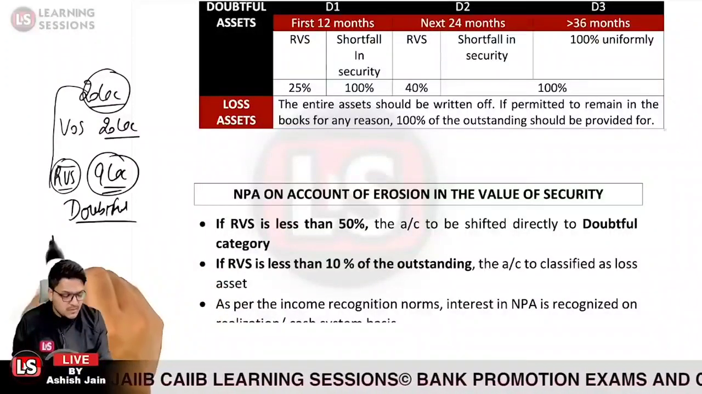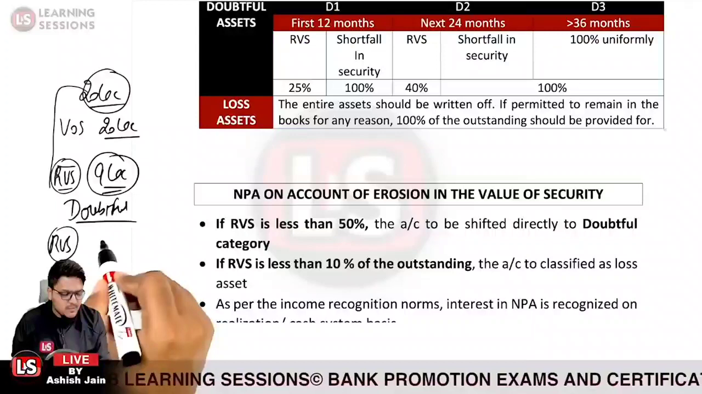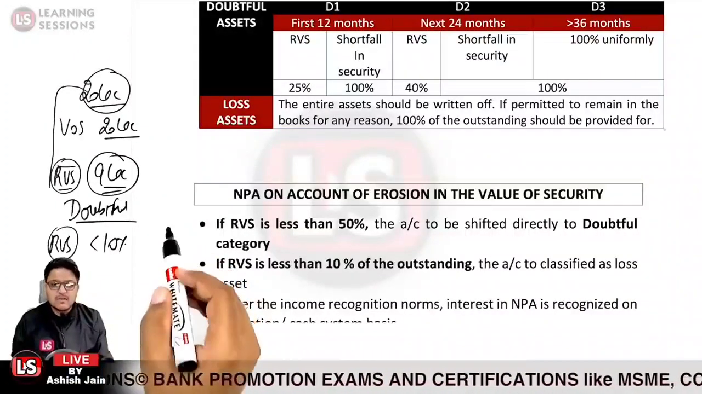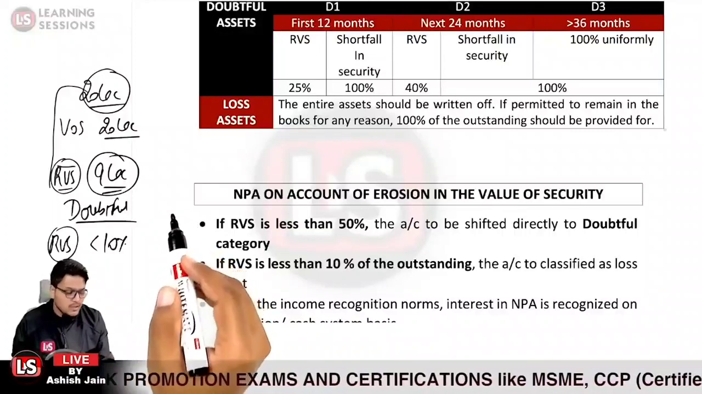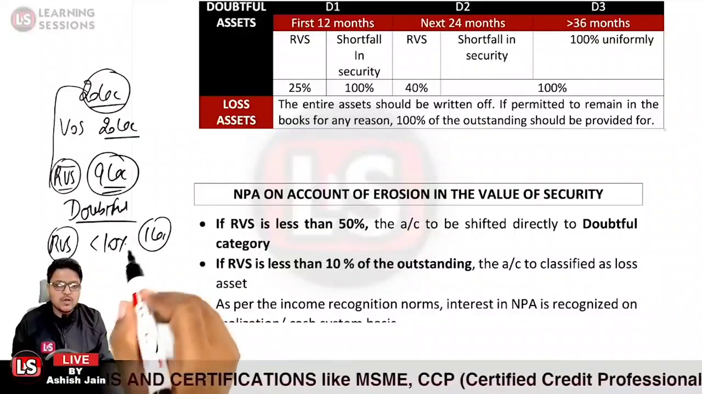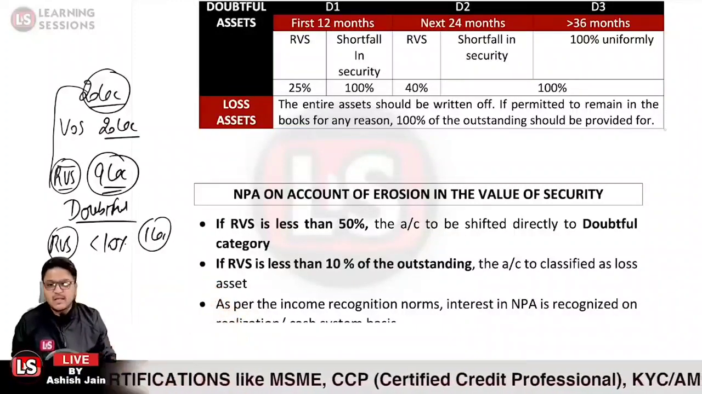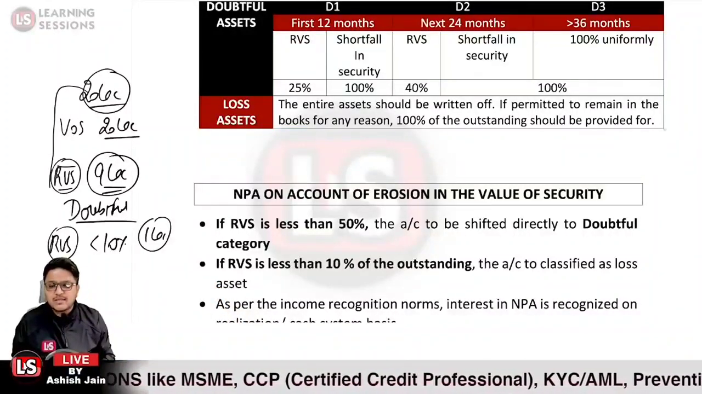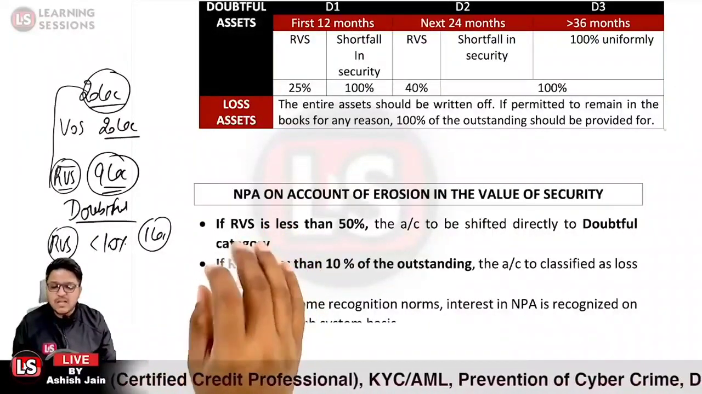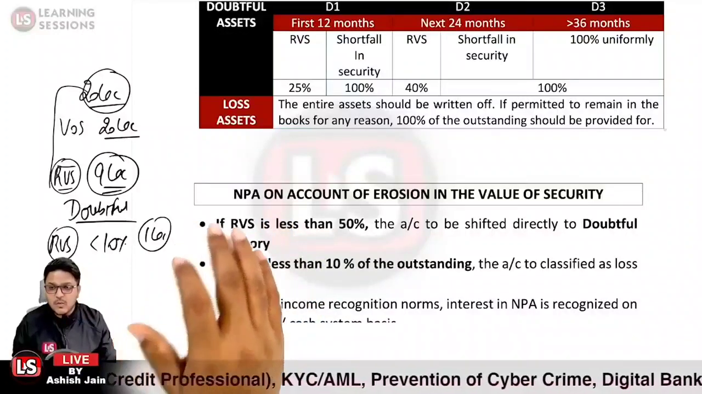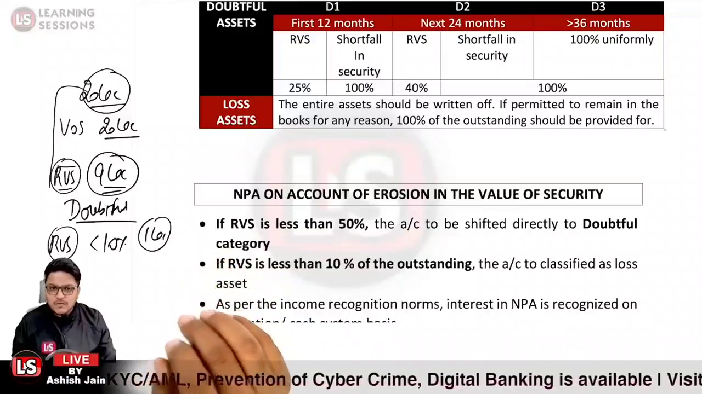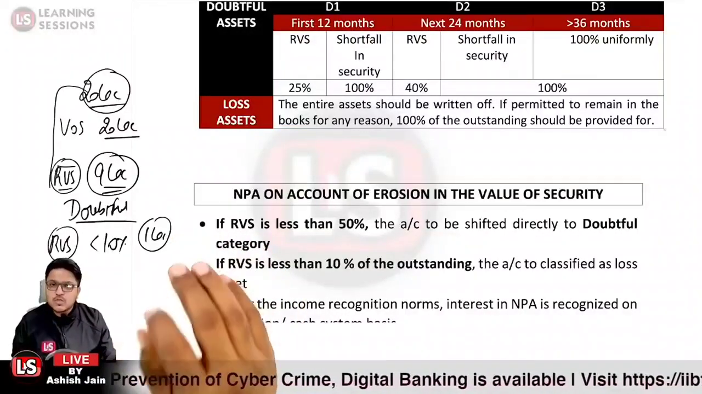And further, if the realizable value of the security is lesser than 10%, let us take the case that the realizable value of the security is equal to 1 lakh rupees, in that case it will be directly transferred to the loss asset category. Is that clear? Here a question is asked related to below 10% being loss asset. We are talking about erosion of the value of security. We are not talking about the value of security.